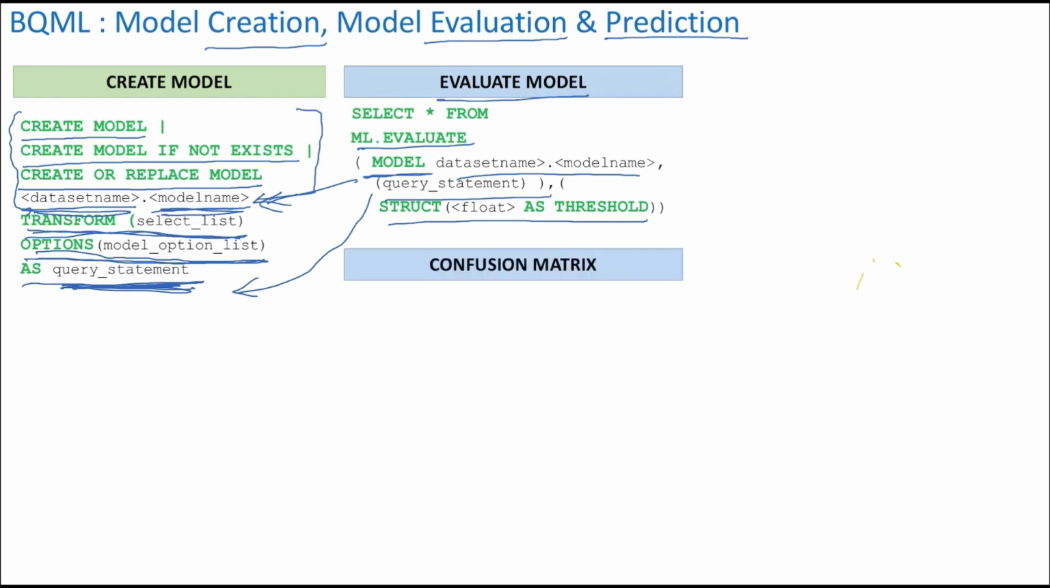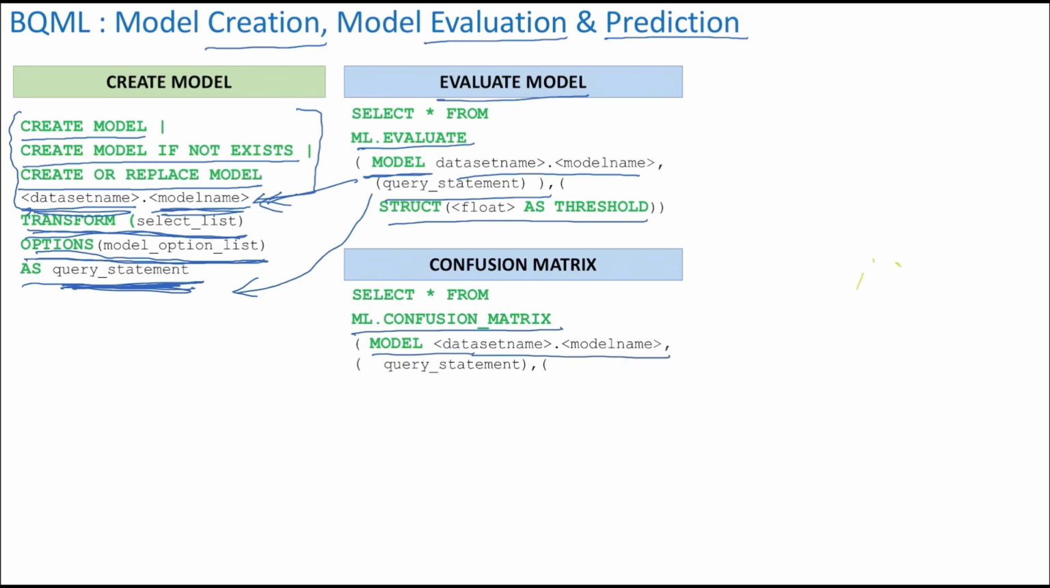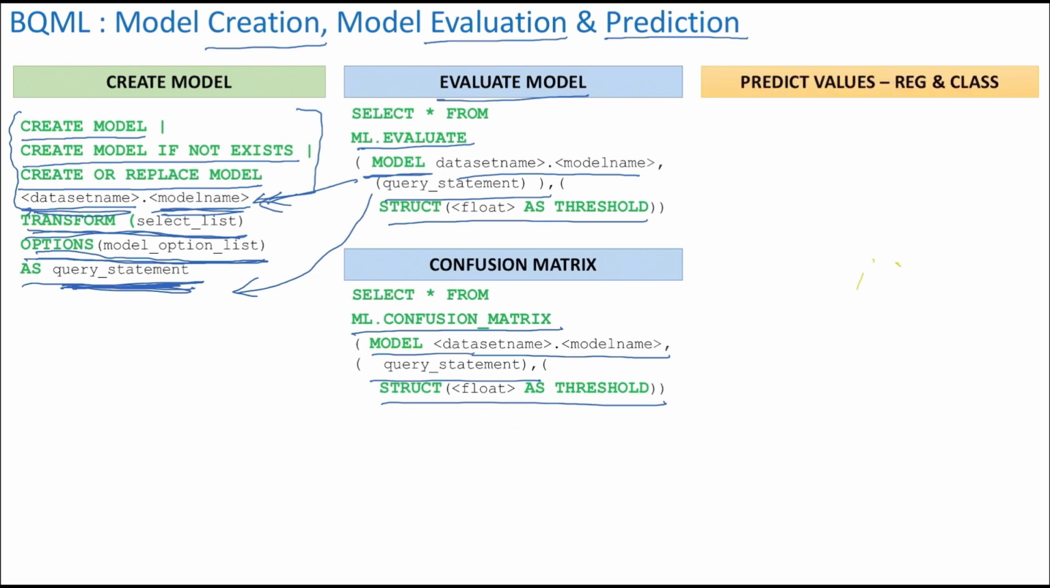Second thing, when you're talking about evaluation metrics, is the confusion matrix, and the command for getting the confusion matrix is pretty similar. You do a select star from, and then you say ml.confusion_matrix, and then the same thing: you specify which model you want the confusion matrix for, what your query statement is to get the actual data, and what your threshold is. All right. So that's about evaluating the model.